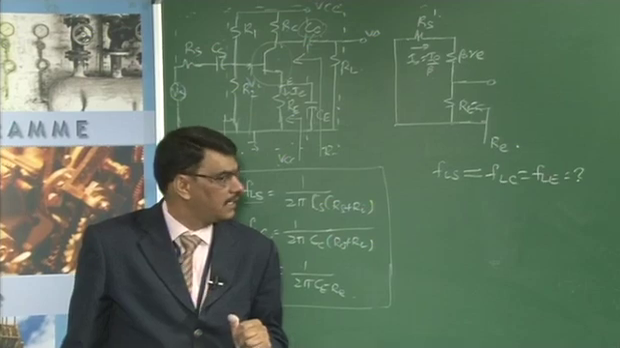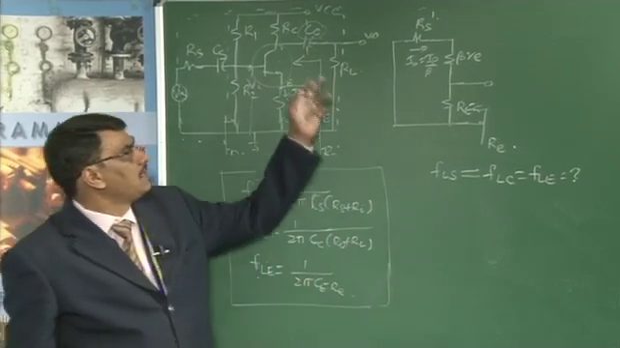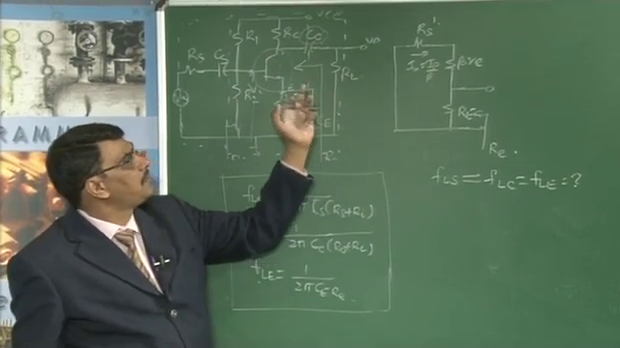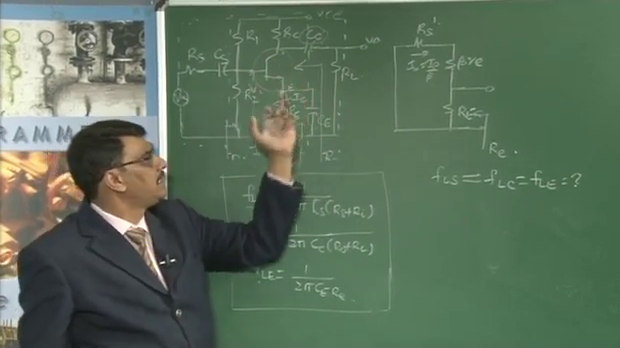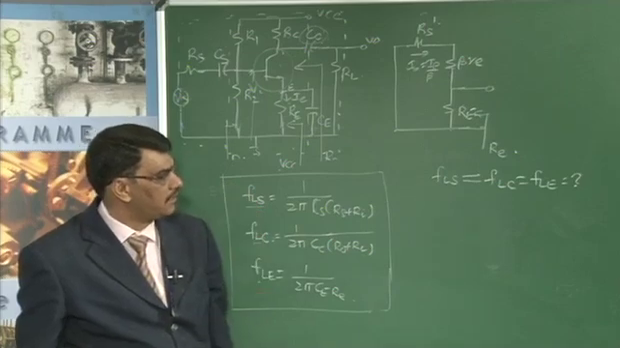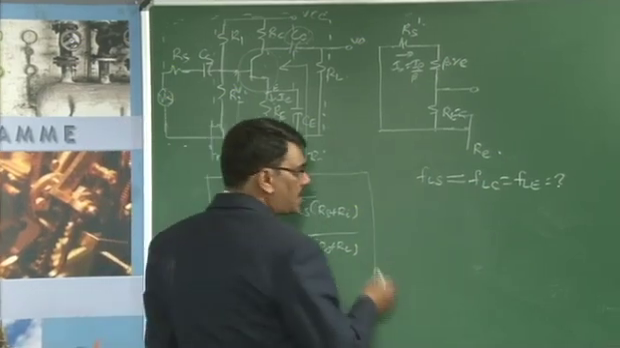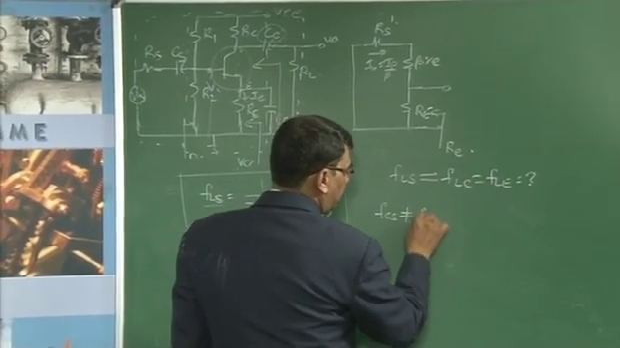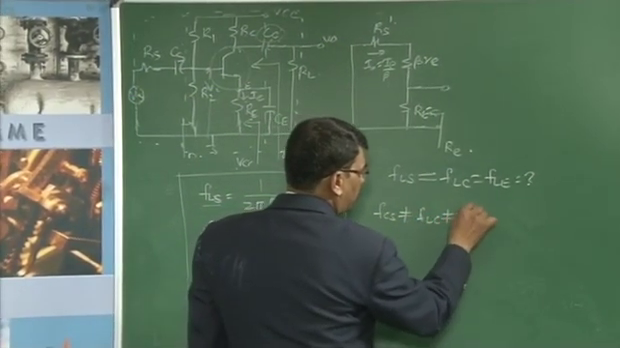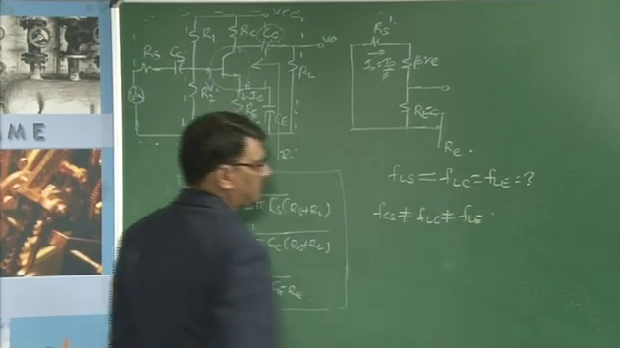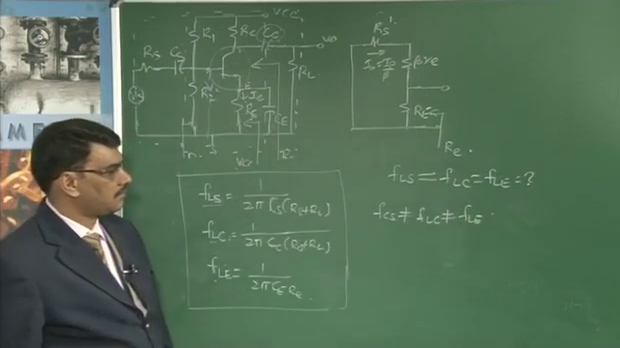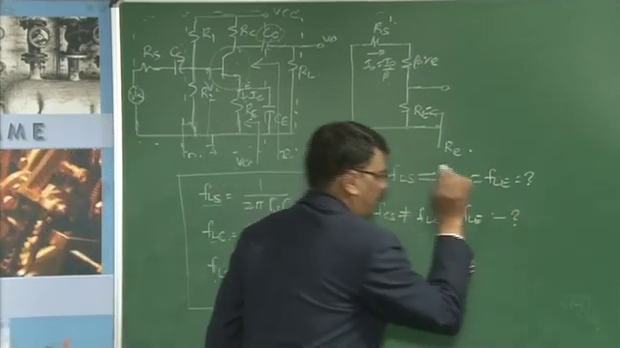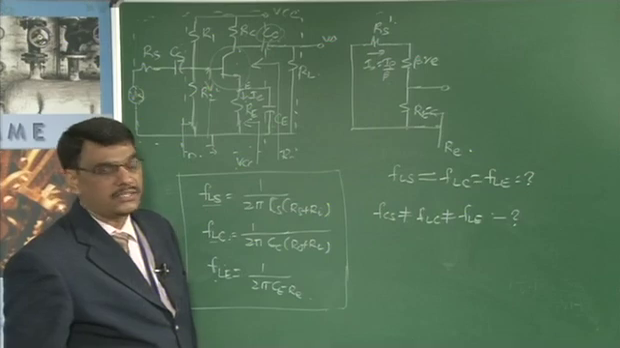If you think in this direction, then we are able to completely understand the frequency response of this amplifier due to C_S, C_C and C_E. My answer is that f_LS is not equal to f_LC is not equal to f_LE. Once again, why are these not equal?